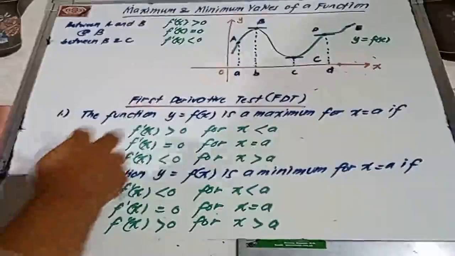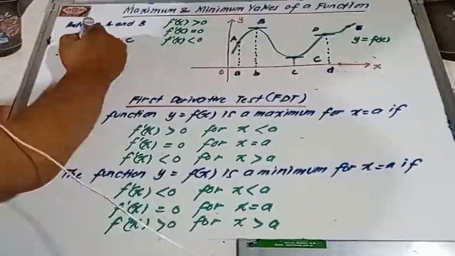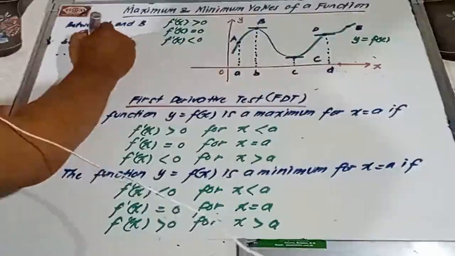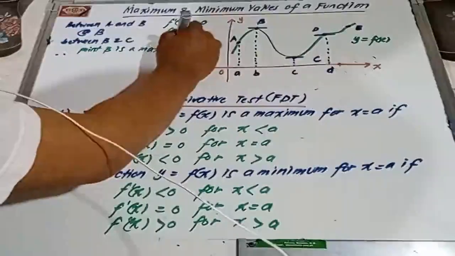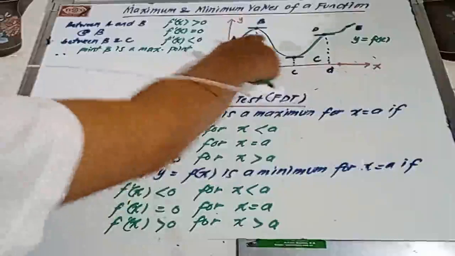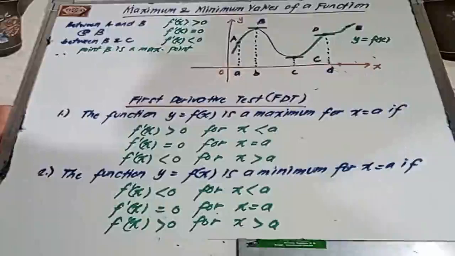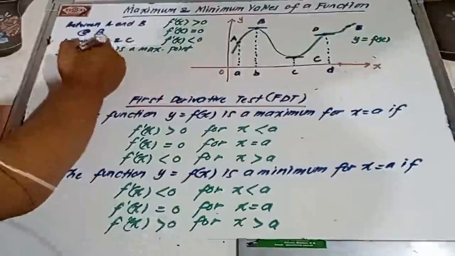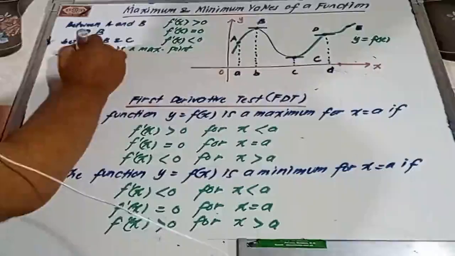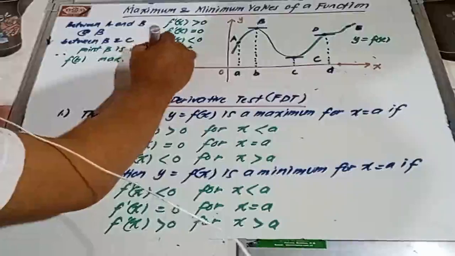So, ibig sabihin, siya yung maximum. Okay? Siya yung maximum. Therefore, point B is a maximum point. Okay? Maximum point sa mga katabi niyang points na dinaanan ng ating function f of x. Yung ating x value niya, siya yung critical value. At yung ating maximum value of the function is f of b. Ito yung maximum value of the function.